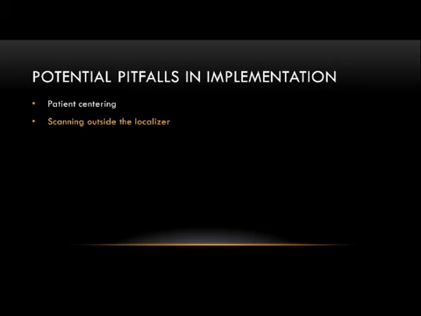Another significant pitfall or problem with the implementation of tube current modulation can happen if you're trying to scan outside the region of the localizer. And this can certainly happen in a number of instances. It could be, maybe you just missed a little bit of the liver as you were doing the localizer planning.